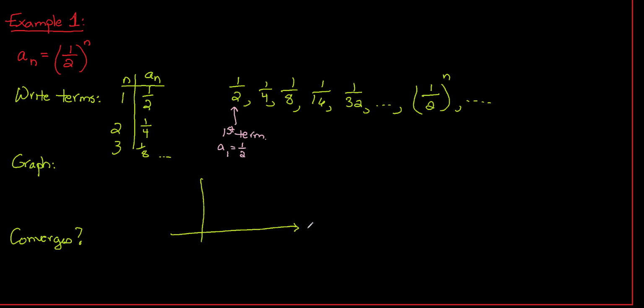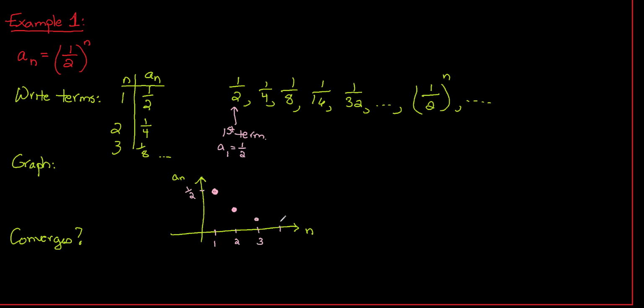I've got n on the horizontal axis, and on the y-axis, or the vertical axis, I've got a sub n. So when n is 1, the value of a sub 1 is going to be 1/2. So I'm going to put a dot there and label that value, 1/2. And when n is 2, my second term is 1/4. And when n is 3, we've got 1/8.